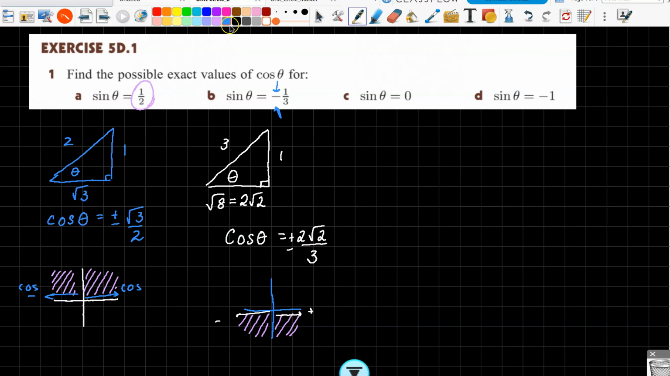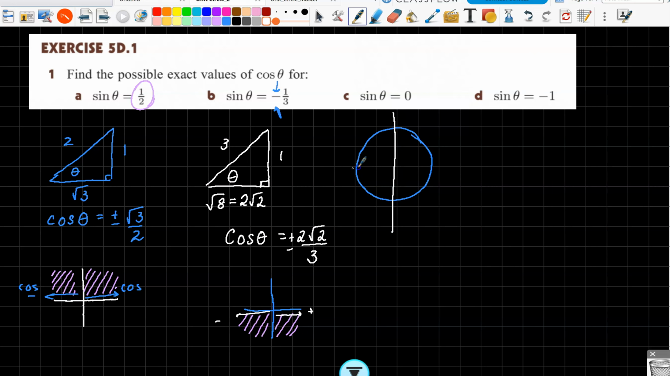And just when you think, hey, this is all groovy, it's working out, I understand, we get 0. How am I meant to draw a triangle for that? Well, that's what we have to think about. It's actually a special case on the unit circle. So here's our unit circle.